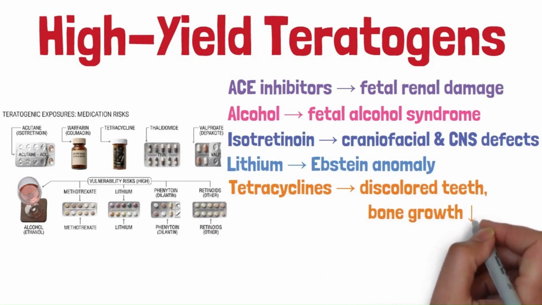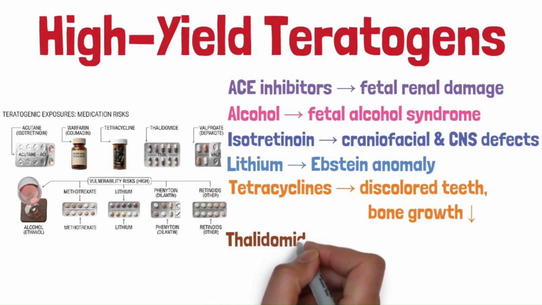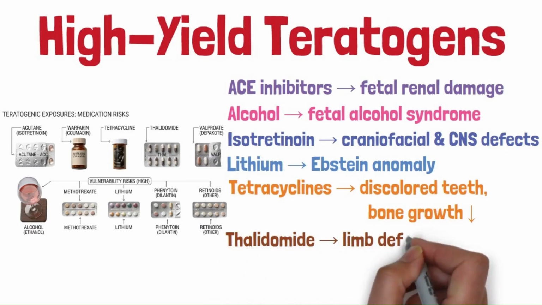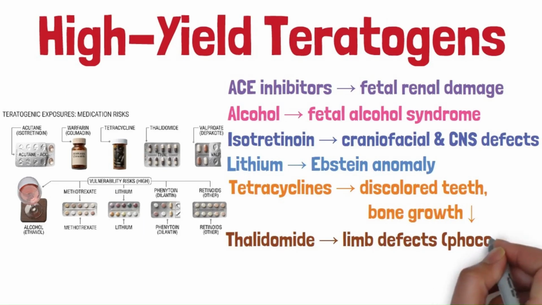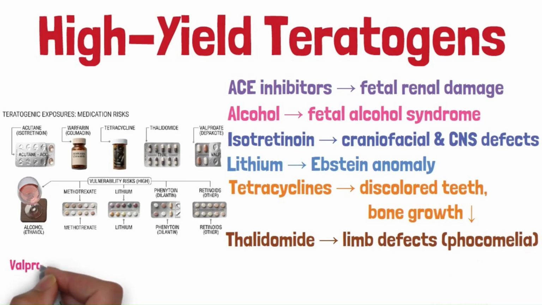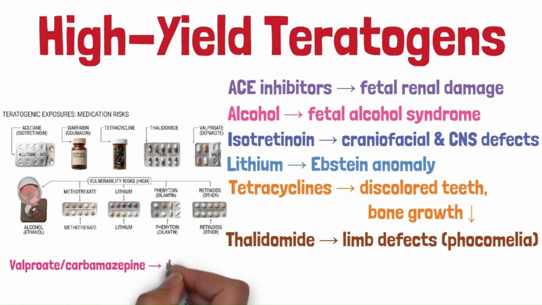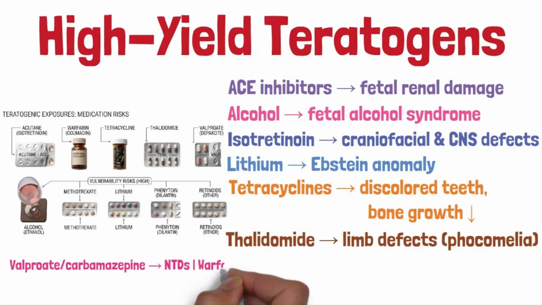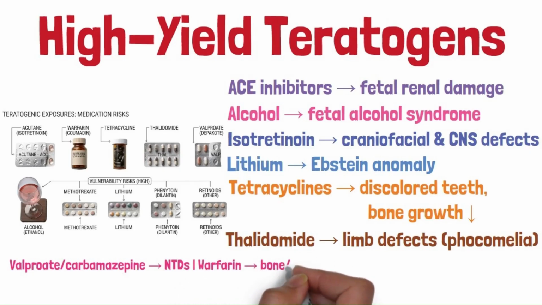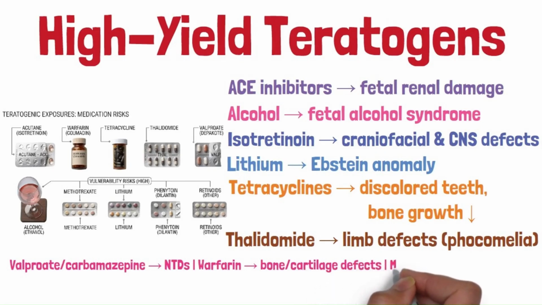Tetracyclines discolor your patient's teeth and inhibit bone growth. That's why we avoid them in pregnancy and young children. Thalidomide is the historic one. Limb defects, especially phocomelia, where the limbs are severely shortened. Valproate and carbamazepine both raise the risk of neural tube defects, tying right back to what we covered in neurulation. Warfarin causes bone and cartilage defects.